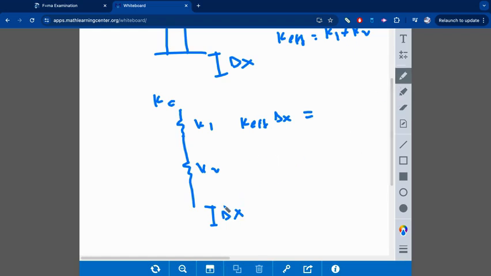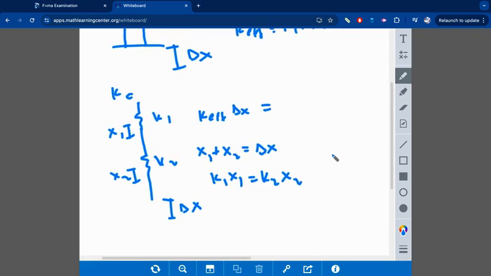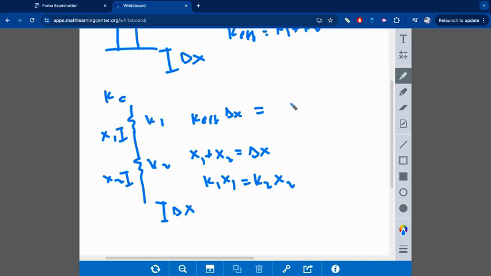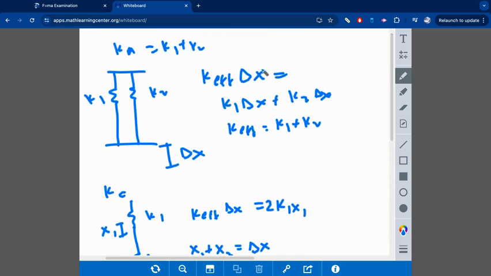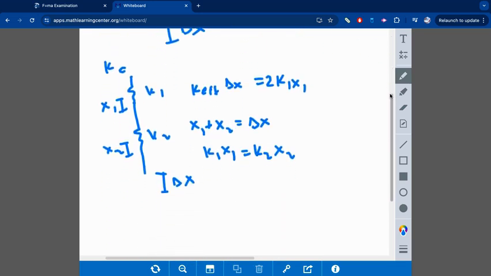So now we're pulling on it, which means that K1 is stretched a distance x1, and K2 is stretched x2. Well, first of all, x1 plus x2 equals delta x. And also the tensions must be equal. So K1 x1 equals K2 x2. And so the spring force exerted by the two is going to be equal to K1 x1 plus K2 x2. And since they're equal, we can just say it's 2K1 x1. Now we want something like the expression we got here. We want it in terms of K1 and K2.